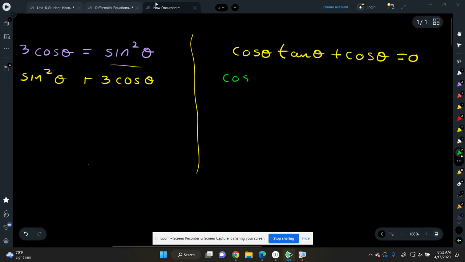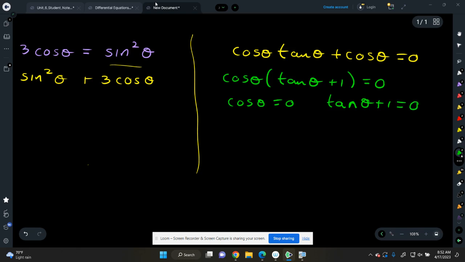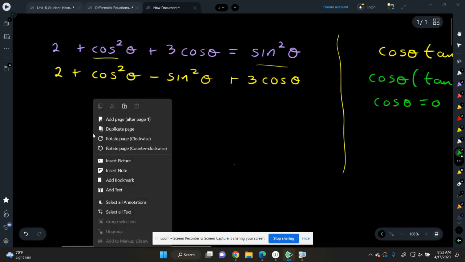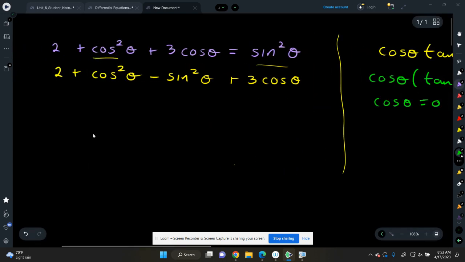Well, because if I factor a cosine theta, I'm left with this. And then that means I can do cosine theta equals 0, tangent theta plus 1 equals 0, and I'm going to be able to solve both of those. On this one, I can't do that. I can't isolate my trig functions. So any ideas what I could do?